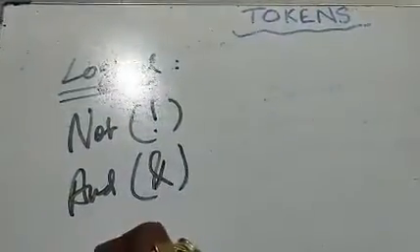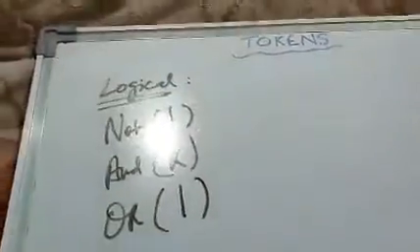And then there is OR. OR is represented by a single perpendicular line, that is, a straight line. A perpendicular line represents OR. So first NOT will always be solved, then AND will be solved, then OR will be solved.